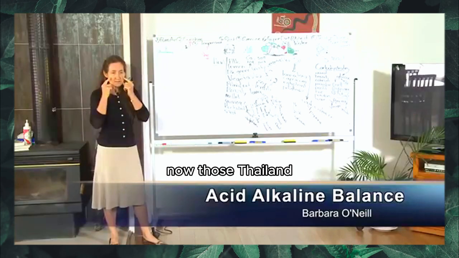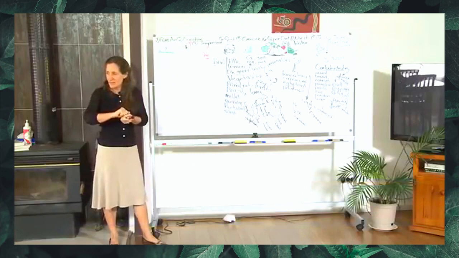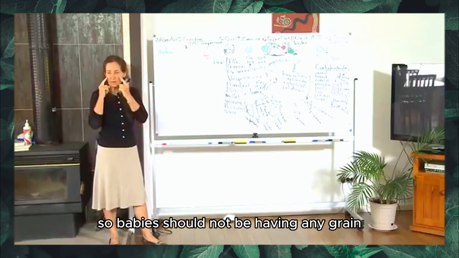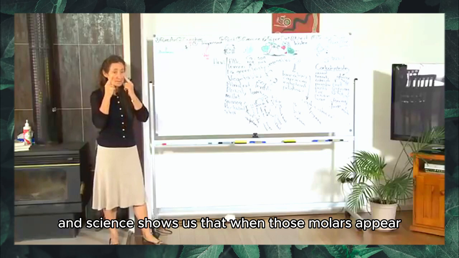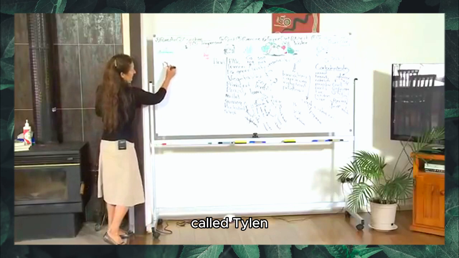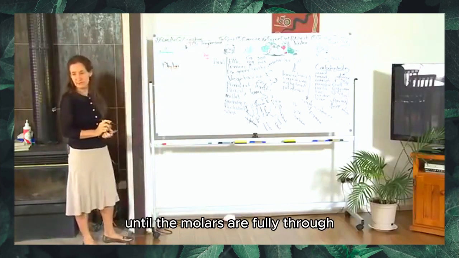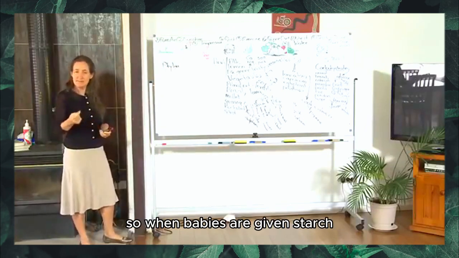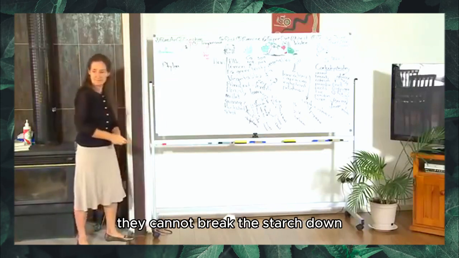Now those molars are grinders. And what do you grind? You grind the grain. So babies should not be having any grain till those molars are there. And science shows us that when those molars appear, something is started to be released in the mouth called ptyalin. Ptyalin is not released in the mouth until the molars are fully through. And it is ptyalin that breaks down starch. So when babies are given starch before their molars are there, they cannot break the starch down.